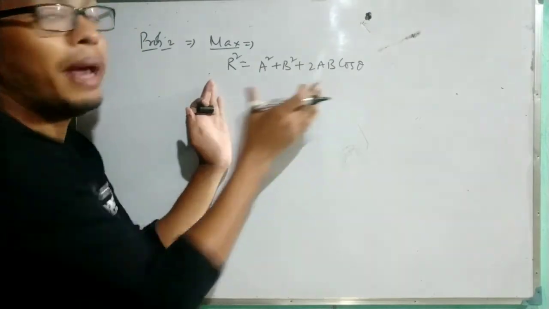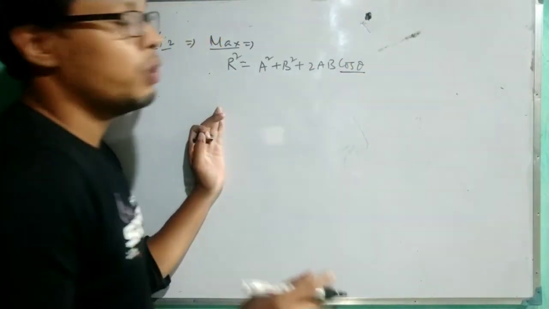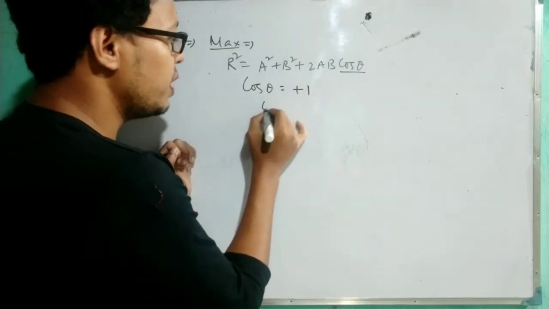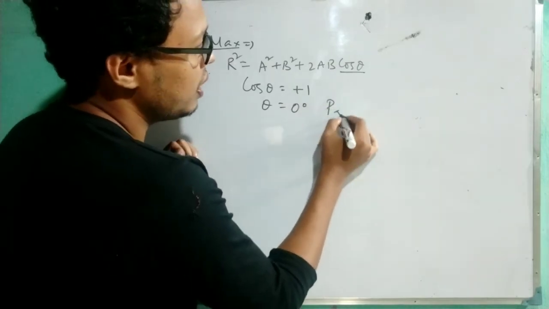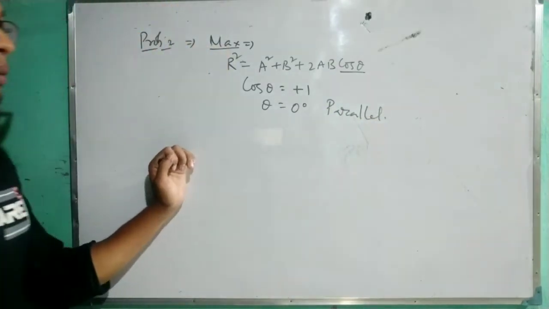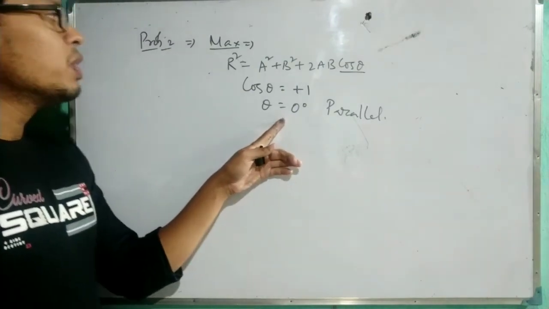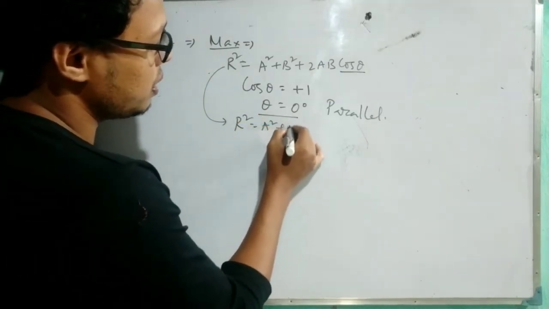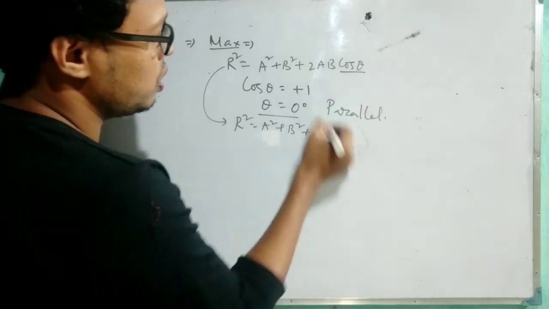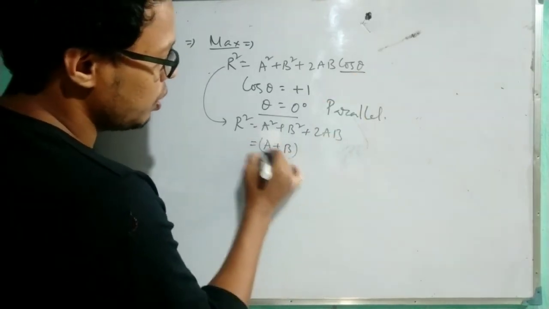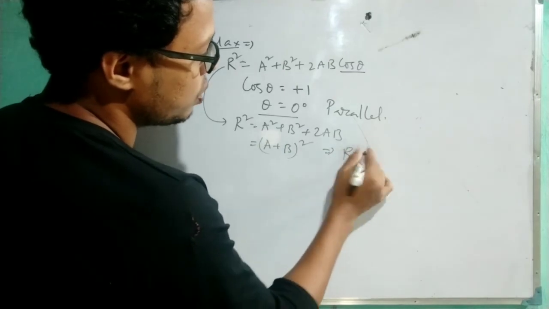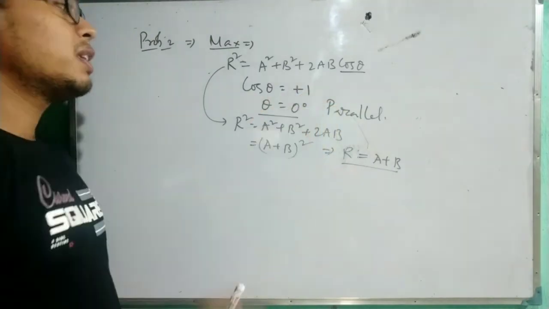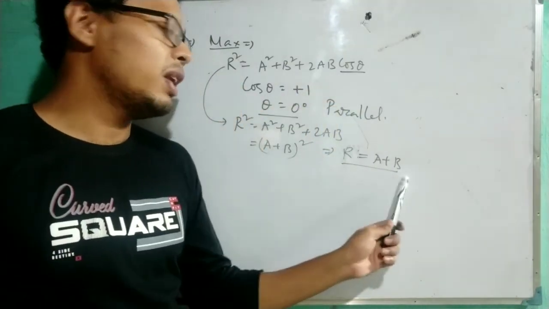Now this will give the maximum value when cos theta is maximum. The maximum value of cos theta is plus 1. When will it give plus 1? When theta equals 0 degree, which means the vectors are parallel. So what about R under this condition? R square equals A square plus B square plus twice AB, because cos 0 is 1. So it comes A plus B whole square, and R equals A plus B. This is the condition: when the vectors are parallel, this gives the maximum value, R equals A plus B.